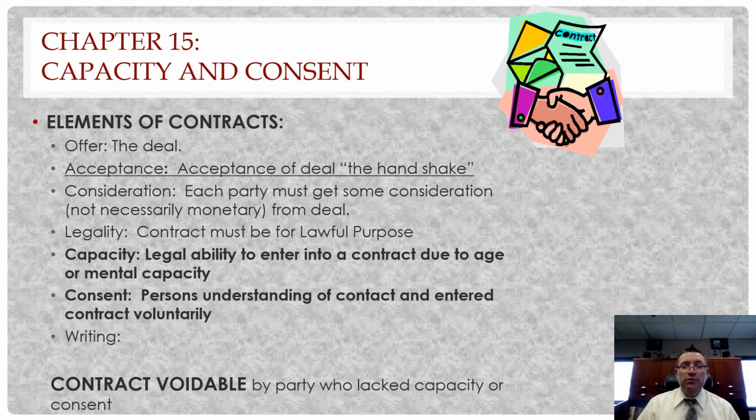So if you don't have capacity or you don't have consent, then it is a voidable contract by the person who lacked the capacity or the consent, right? The contract can still go forward. Both parties can actually perform under it if they want to. If you're the person who lacked the capacity or the consent, you can still require the other person to perform under that contract. There may be good reasons why you want them to do so anyways, and so you can require them to do so. Only you who lack consent or capacity can void out or make it a voidable contract.